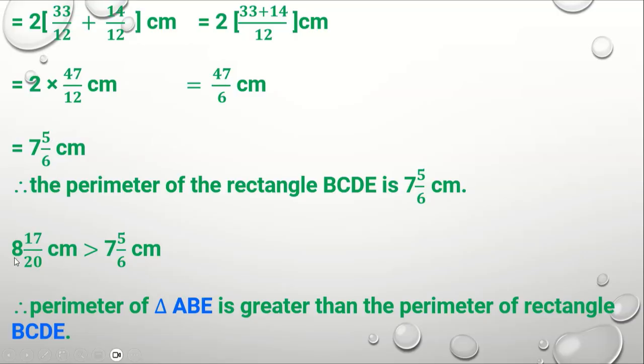So the perimeter of the triangle was 8 and 17 upon 20, and the perimeter of the rectangle is 7 and 5 upon 6. So the perimeter of triangle ABE is greater than the perimeter of rectangle BCDE.